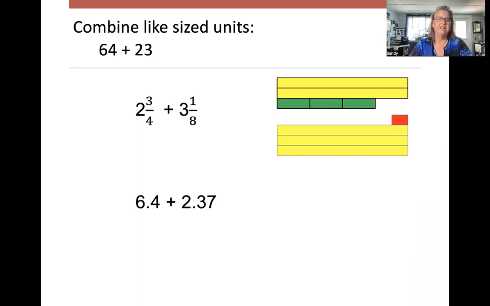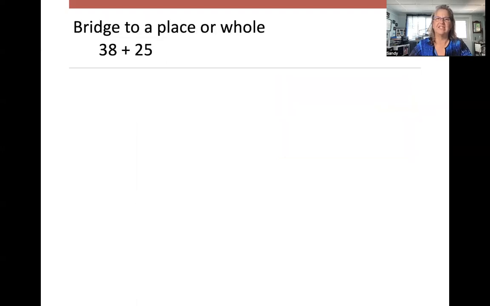Same will be true when they do decimal addition, right? We combine wholes with wholes, tenths with tenths, hundredths with hundredths, thousands with thousands, like size units. Now, in those examples I gave you, there was no regrouping needed, right? We didn't have to worry about bridging across to 10. But in this problem, 38 plus 25, typically we're going to have to regroup.